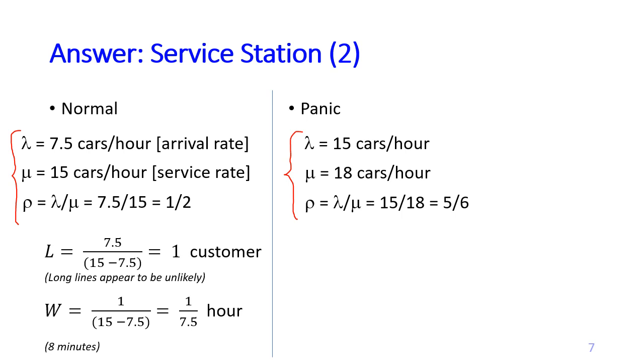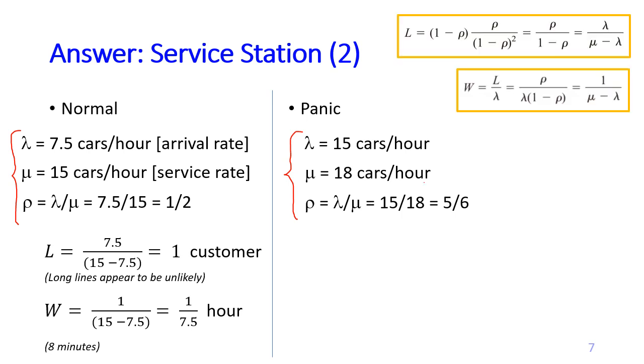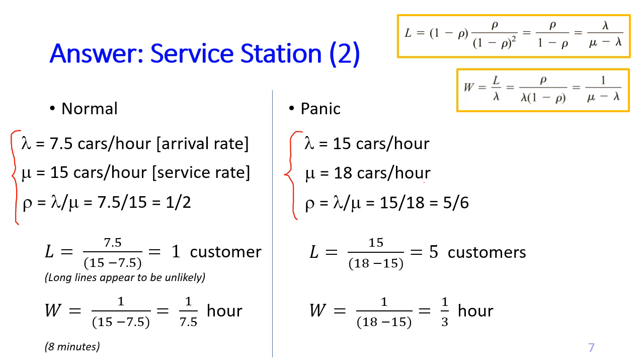Now we're going to calculate the L and W for the panic buying condition. Just plug in the numbers, and we see that if panic buying happens, the W increases quite a lot, from just 8 minutes to 20 minutes. So during the panic buying, each customer on average spends 20 minutes in the system.